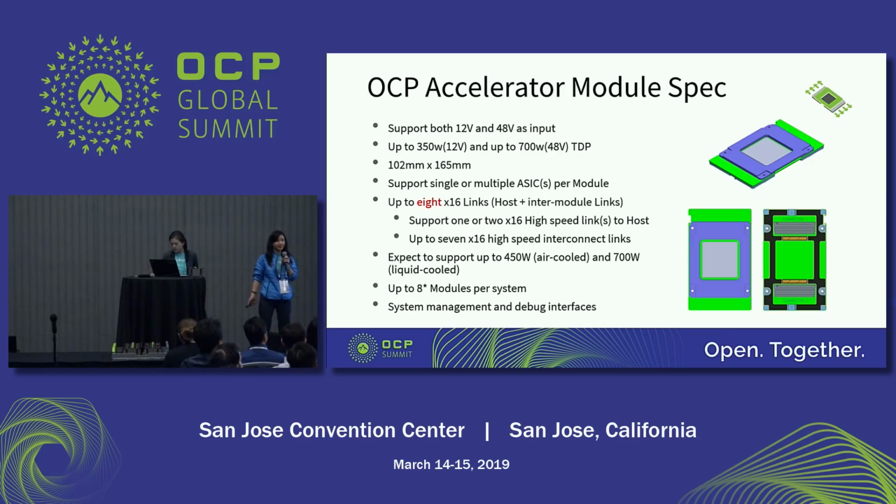Power. For the module itself, we reserved enough power pins to support up to 700 watt. In this case, we did a detailed thermal simulation. For air-cooled, we can support up to 450 watt. We can still do air-cooled. As you can see, we already have the heatsink design here. And anything beyond 450, we expect that we need to move to liquid-cooled.